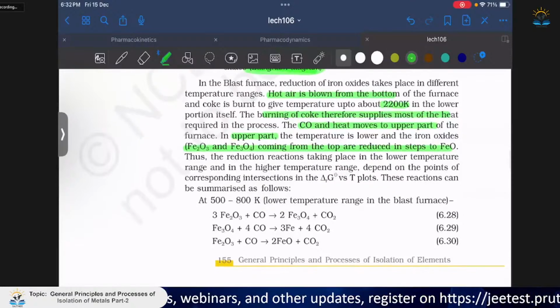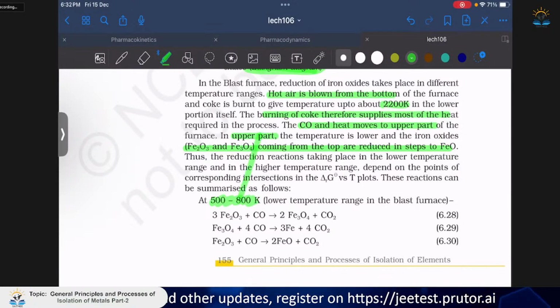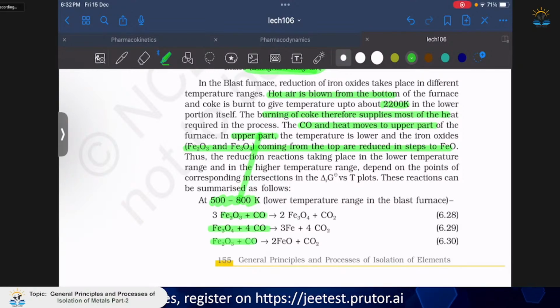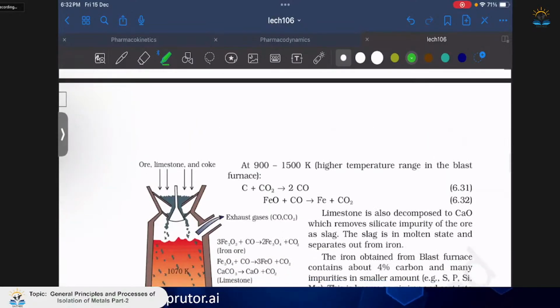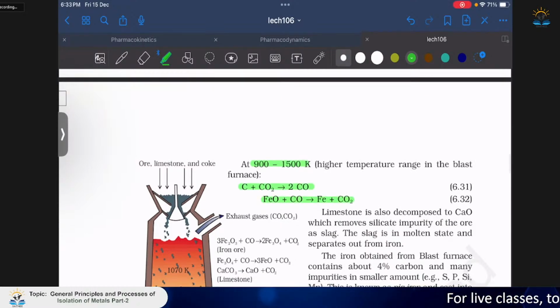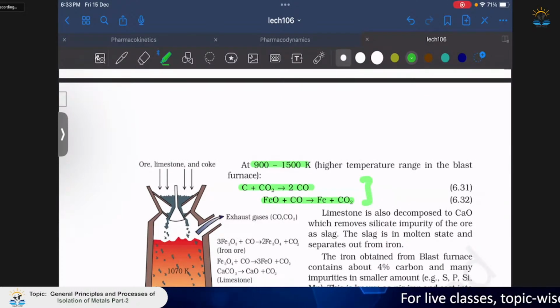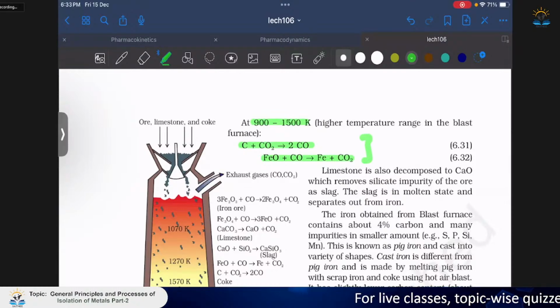Now, the reactions have been summarized in the upper part. Fe2O3 is reduced, Fe3O4 is reduced by coke to basically FeO in the end. Okay, so they are coupled reactions. Then at a bit higher, middle temperature range, carbon and FeO, the main reaction occurs, which we had discussed earlier. Now, the important point, limestone is decomposed to calcium oxide.